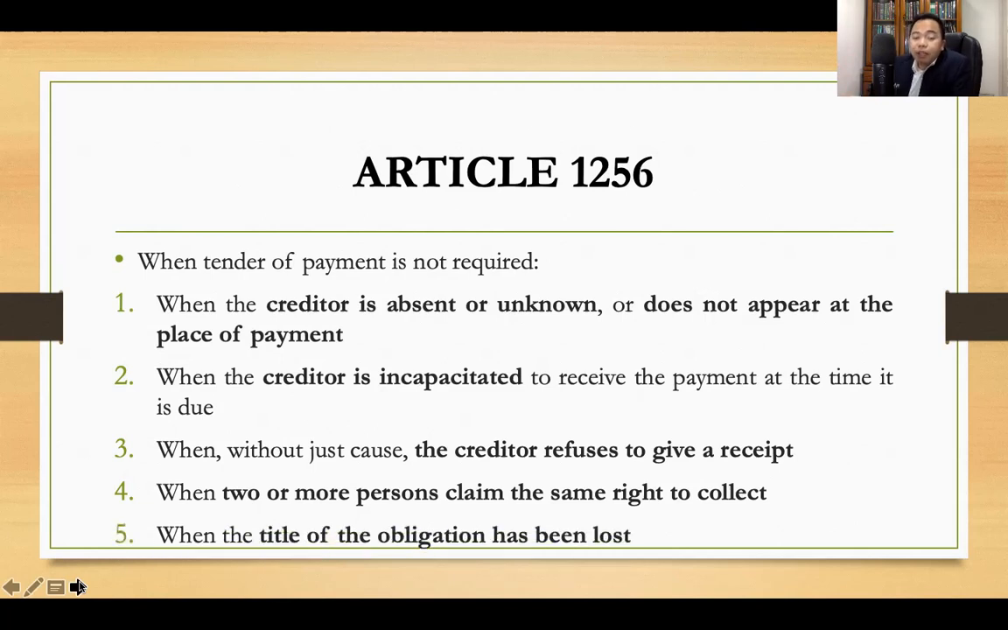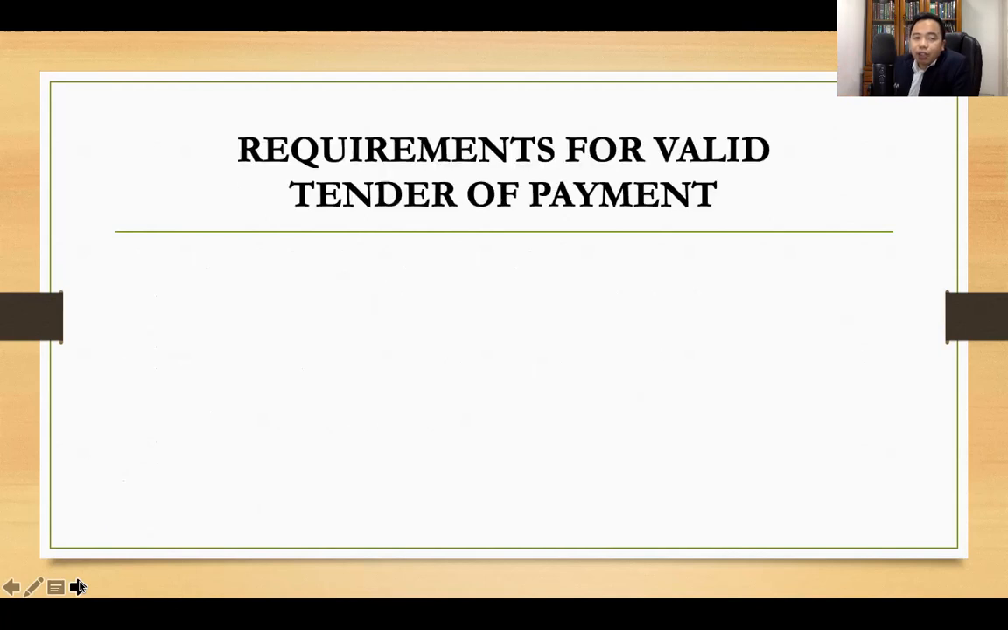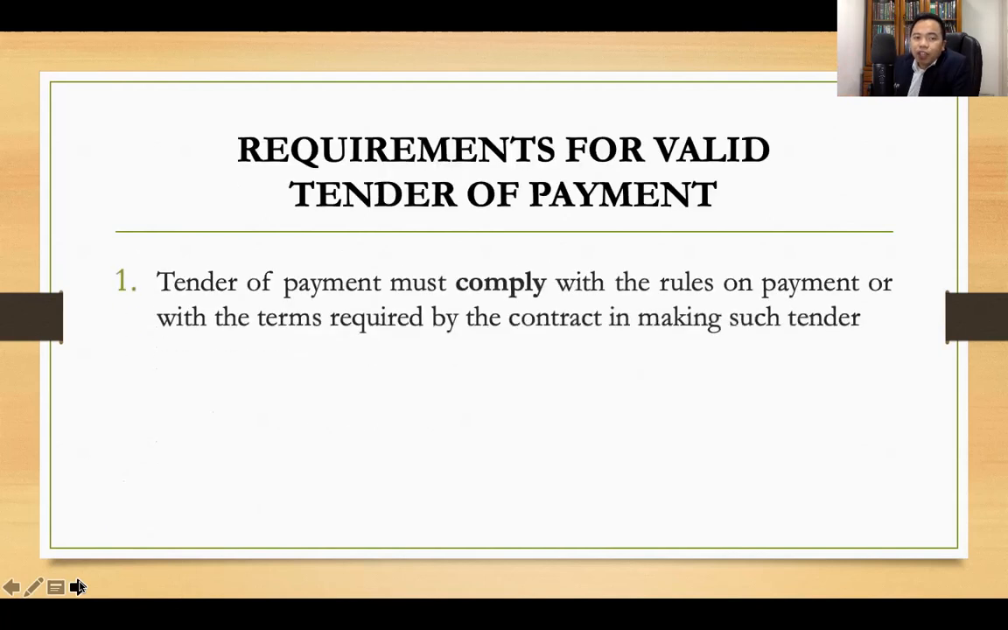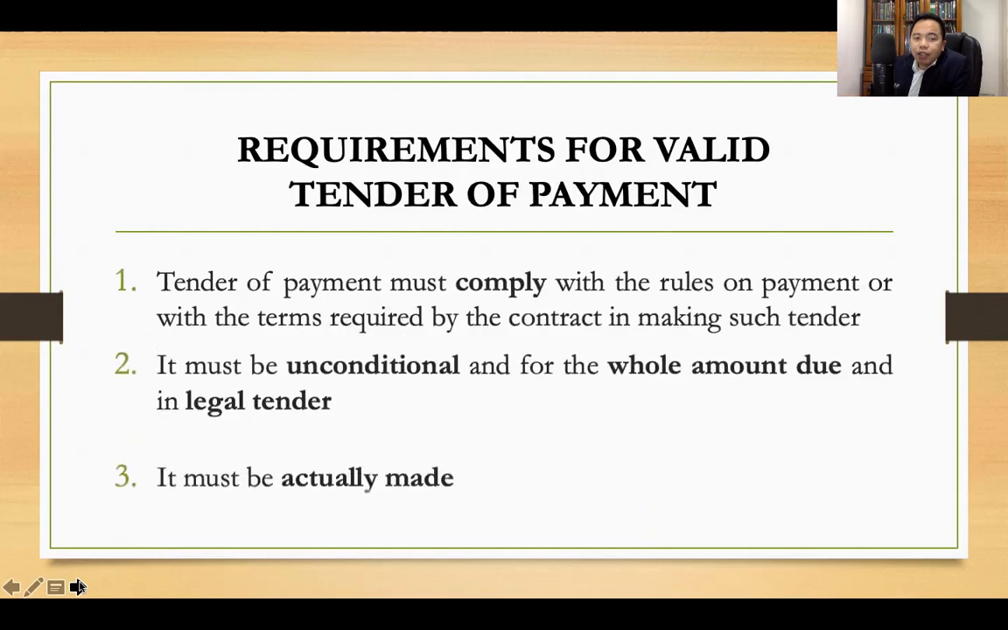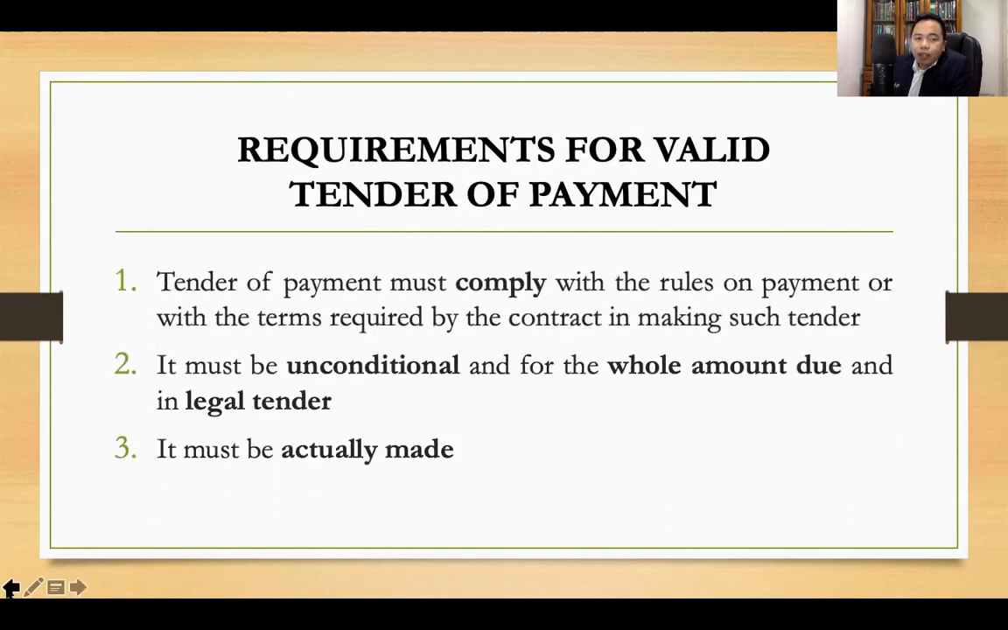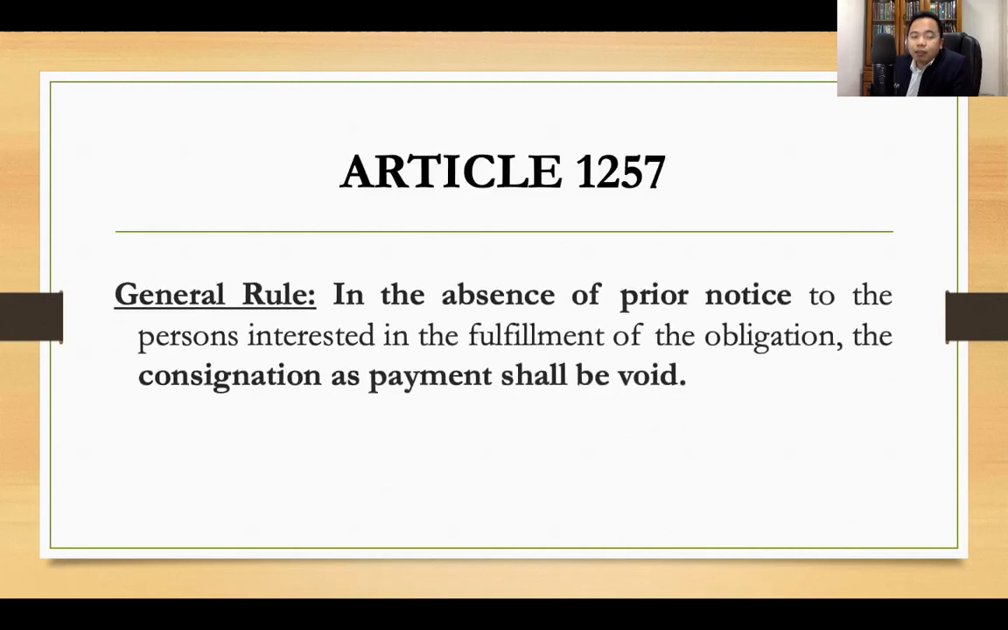Five, when the title of the obligation has been lost. Now, what are the requirements for a valid tender of payment? One, tender of payment must comply with the rules on payment or with the terms required by the contract in making such tender. Number two, it must be unconditional and for the whole amount due and in legal tender. Now we have discussed what is the concept of legal tender. Number three, it must be actually made.